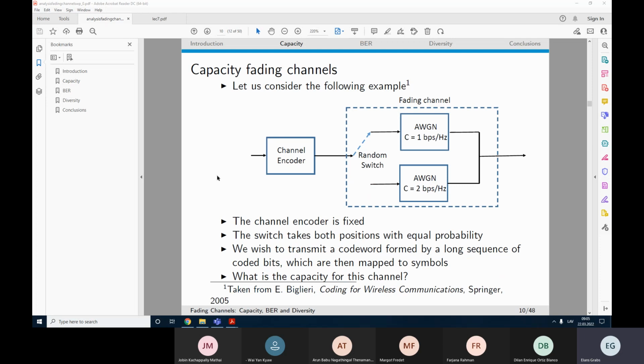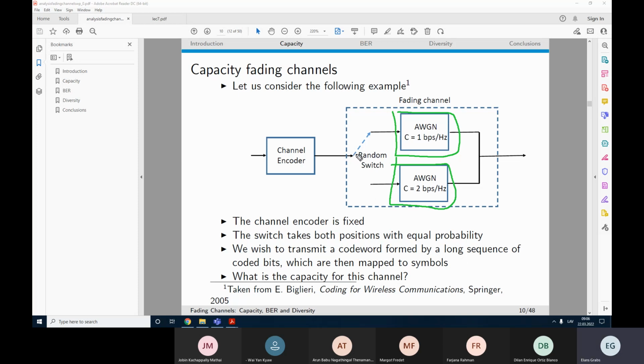So let us now go to the fading channels. What happens for a fading channel? We can consider a fading channel to be multiple channels in one package. Its model consists of, in this case, two additive white Gaussian noise channels with different capacities. And we have some kind of random switch that randomly connects our signal transmission to one of the channel inputs, and then we read the output of these channels.